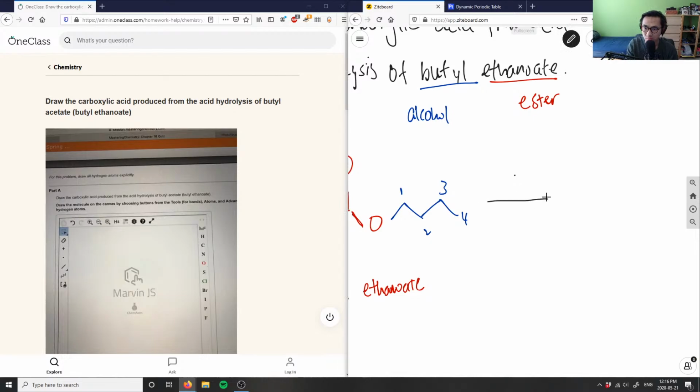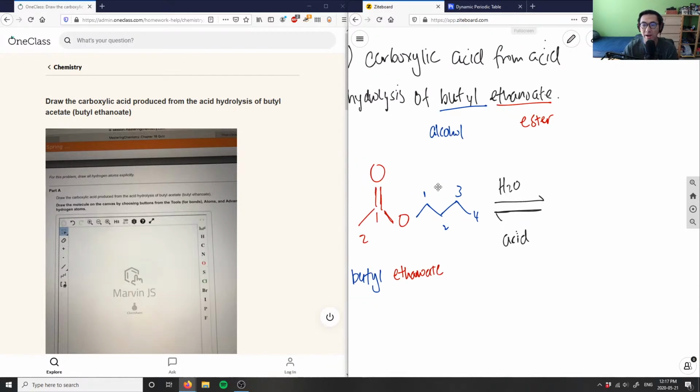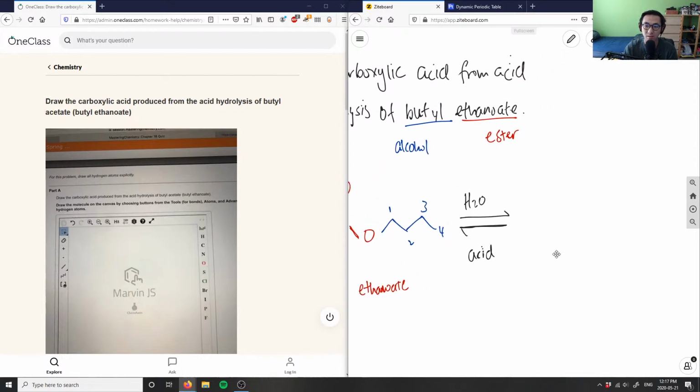This is in equilibrium. If I were to add acid, I have water here, and I have some type of acid. I'll just write acid because I don't know what acid it is. It could be HCl, HClO4, doesn't really matter here. If I were to acid catalyze this hydrolysis reaction, I'm going to cleave this bond here. So this water is going to come and cleave this ester bond to make a carboxylic acid and an alcohol.